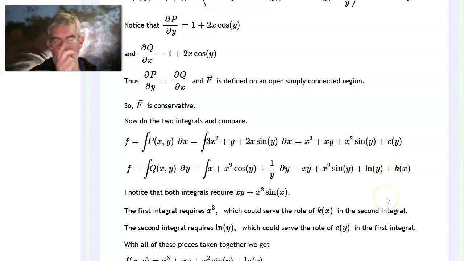So now I look at all the pieces that I need, right? This first one said there should be an x cubed, there should be an xy, there should be an x squared y, and maybe some stuff with y's in it. The second one said there needs to be an xy, there needs to be an x squared sine y, and there needs to be a log y, and maybe some stuff with x's in it. So the first thing I notice is that both of them say you need an xy plus x squared sine y, right? So that's this.